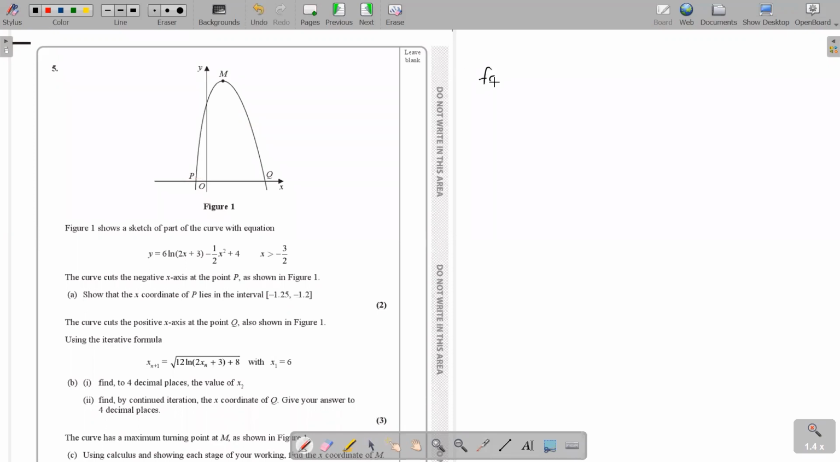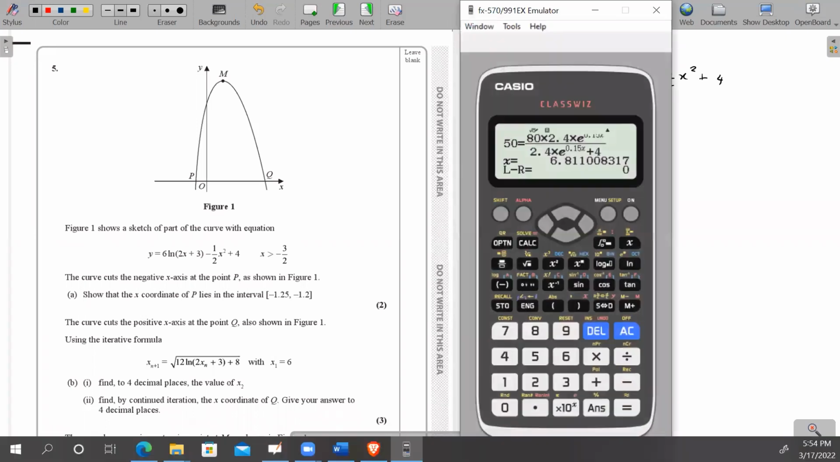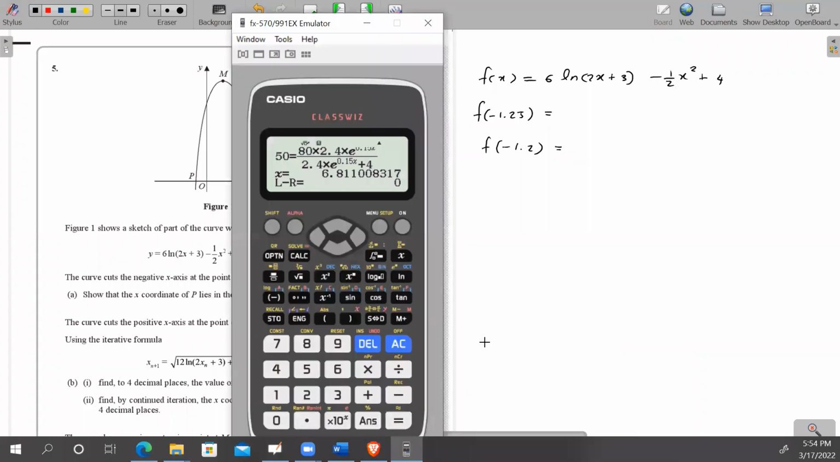So let's take here f(x) equals 6 times ln(2x plus 3) minus half x squared plus 4. Let's input the first one. x is minus 1.25 and get me the value of f. Then minus 1.2. Okay, let's get it. We can type the whole thing in the calculator directly here.